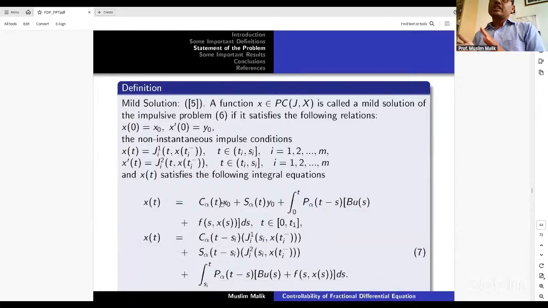Mild solution means this is the solution of the integral equation corresponding to the derivative. This is not the solution of the real differential equation. This is the solution of the integral equation. So the solution of the integral equation is called the mild solution, and if we find the solution of the differential equation, then it is called the classical solution. So the mild solution is very much similar to the weak solution in the partial differential equation case. If we have a partial differential equation, the weak solution in that case is very much similar to the mild solution in this case.